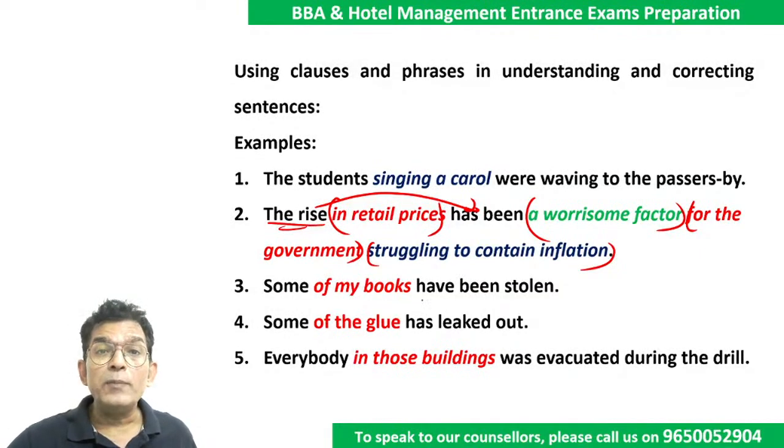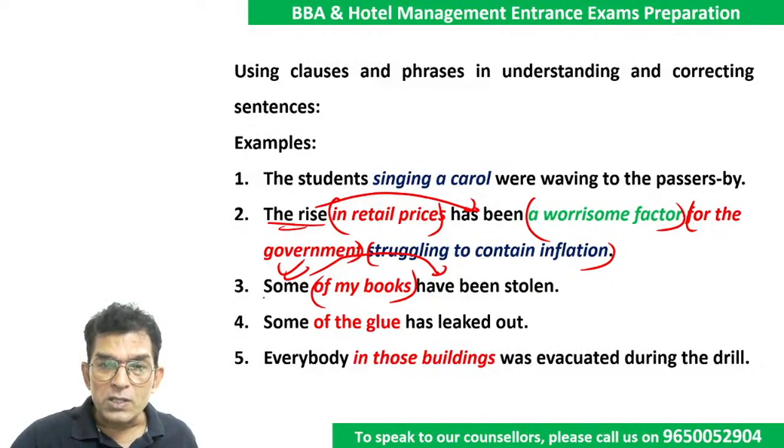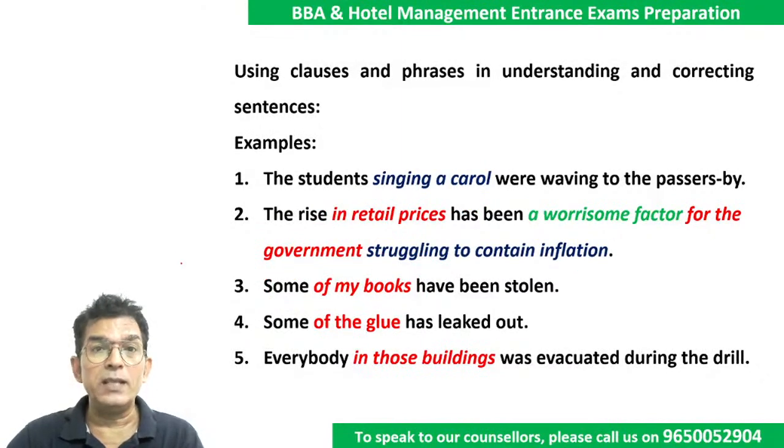Some of my books have been stolen. Of my books is the phrase. Some is the subject. Therefore, I've written have, because some is a pronoun. Now, a pronoun has to point to a noun. It points to books. Therefore, I think of some as plural. Look at this. This is very important. Only then will you understand how to analyze a sentence.